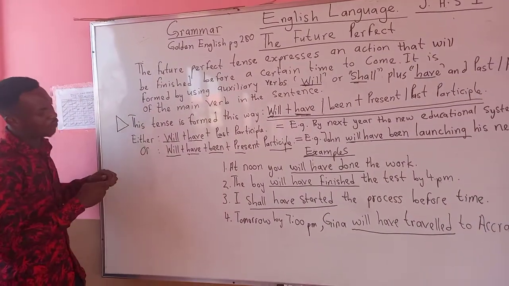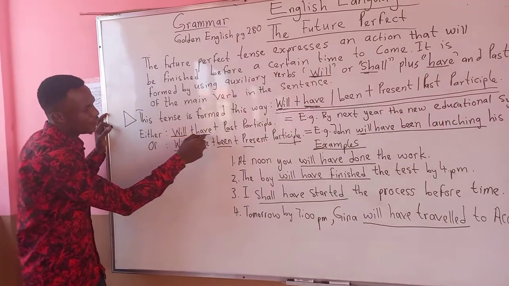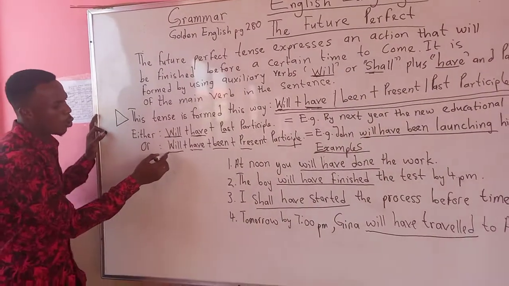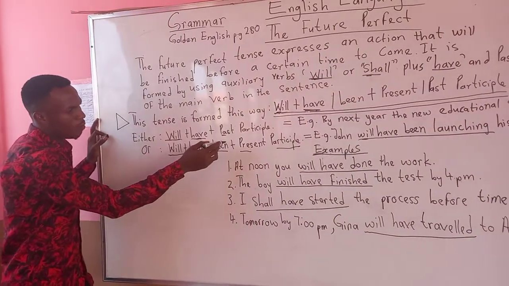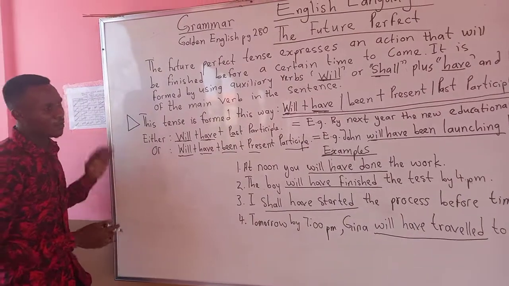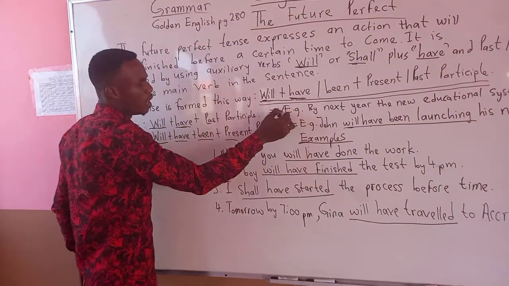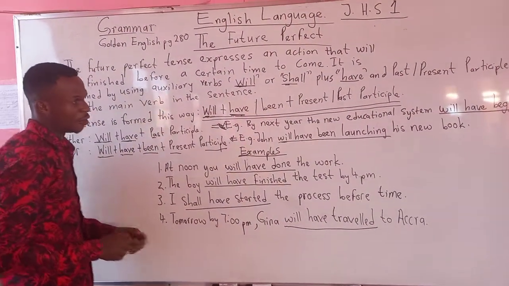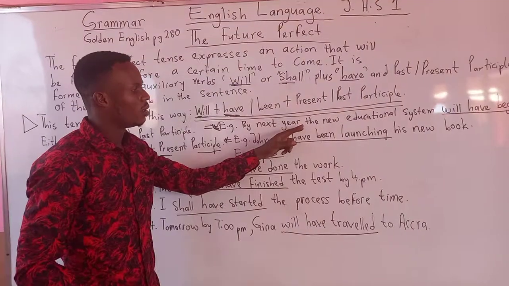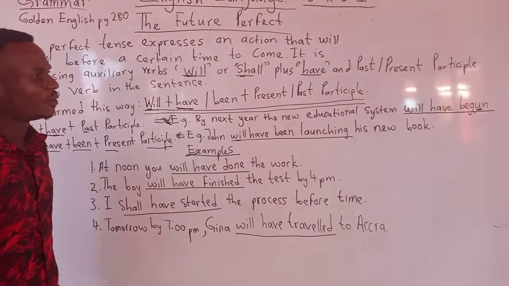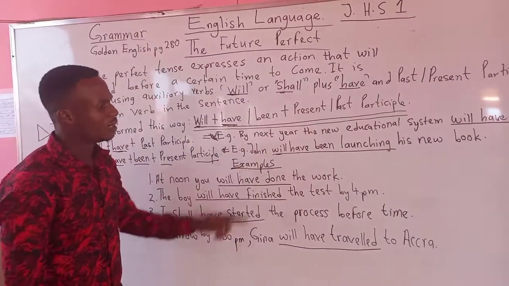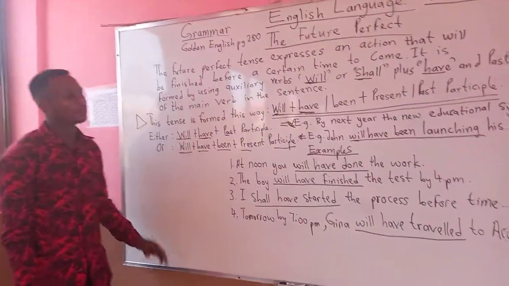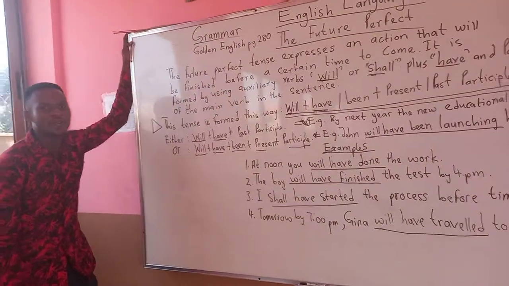So take note of this: will plus have plus past participle of the main verb, or will plus have plus be plus present participle of the main verb. These are the two examples to help you understand it very well. So we have: by next year, the new educational system would have begun. John will have been launching his new book. So this is the example I have for the future perfect tense.